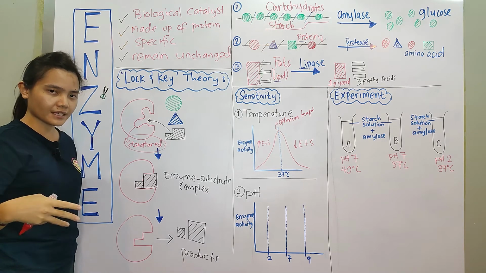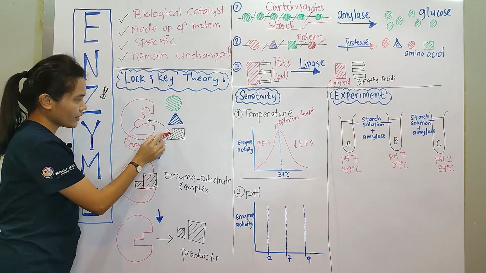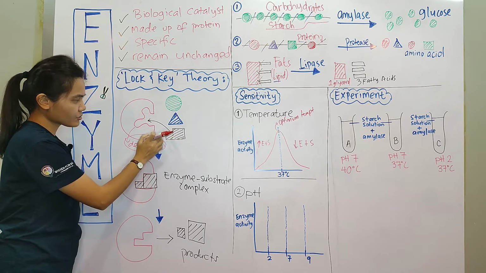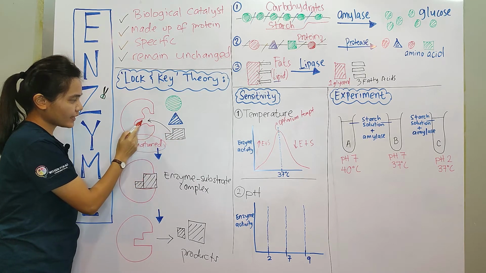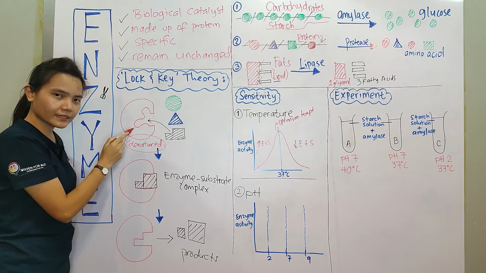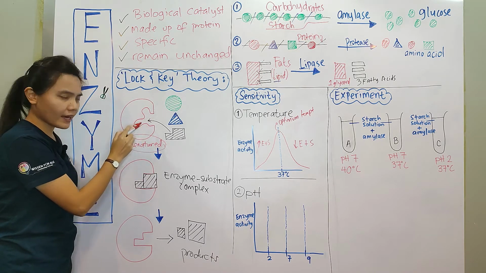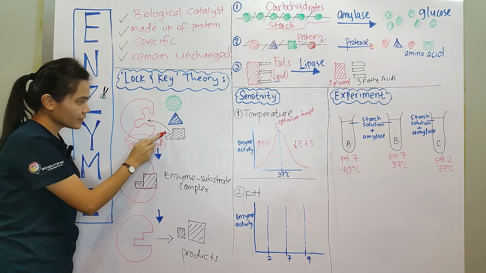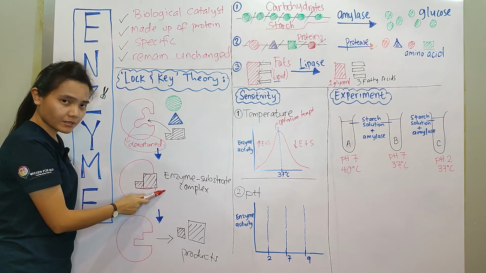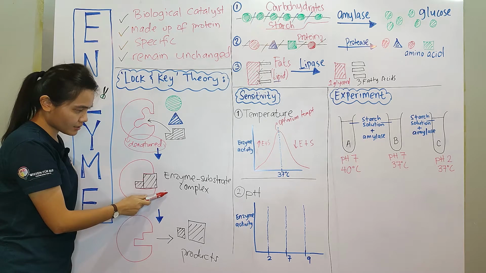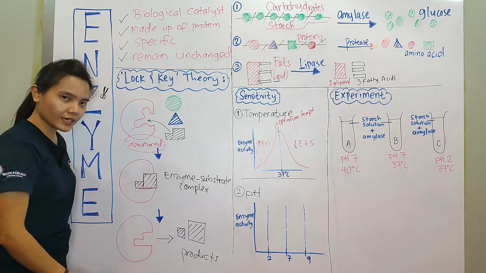Don't worry, your body will keep producing enzyme. So now, can this substrate enter and bind to the active site? No, it cannot bind because the shape of the active site has changed. Therefore, there will be no enzyme substrate complex. If there is no enzyme substrate complex, can you have products?